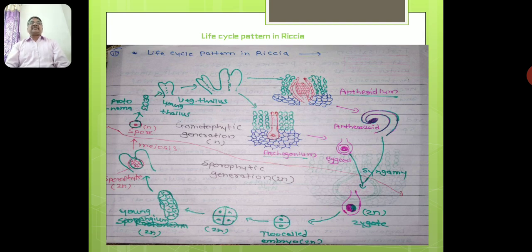Then they also develop the scales, and this multiplication goes on, and finally it develops the mature thallus of Riccia, which is dichotomously branched. Many such thalli go together and finally form a rosette structure on the ground, tree trunks or on the walls, etc. So this thallus, in this way, is developed from the spores.